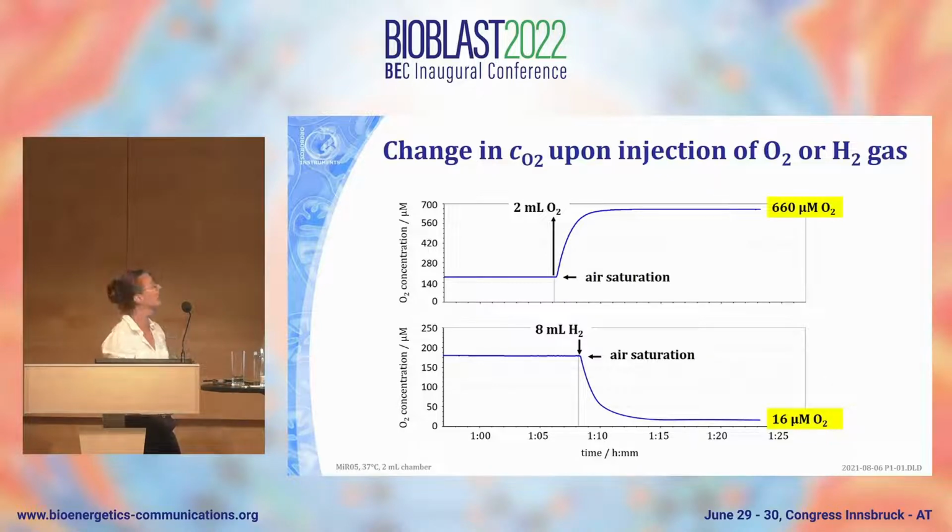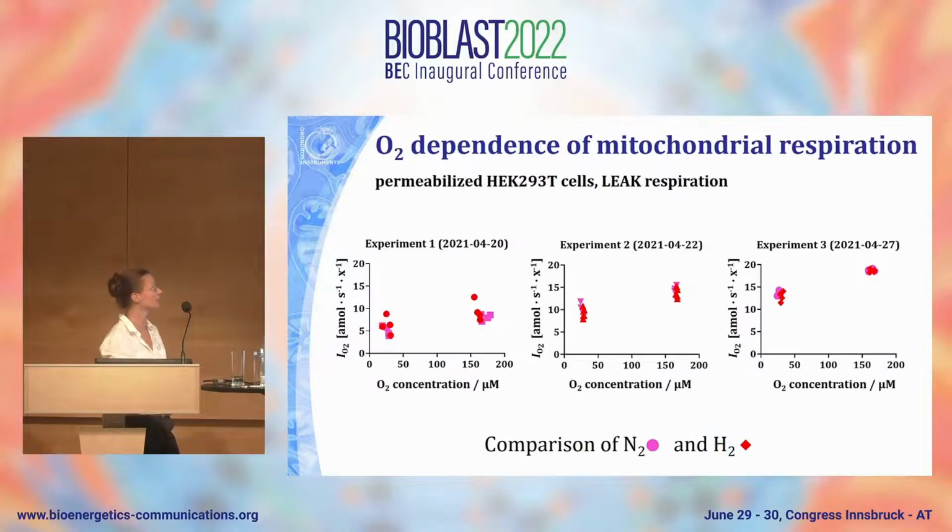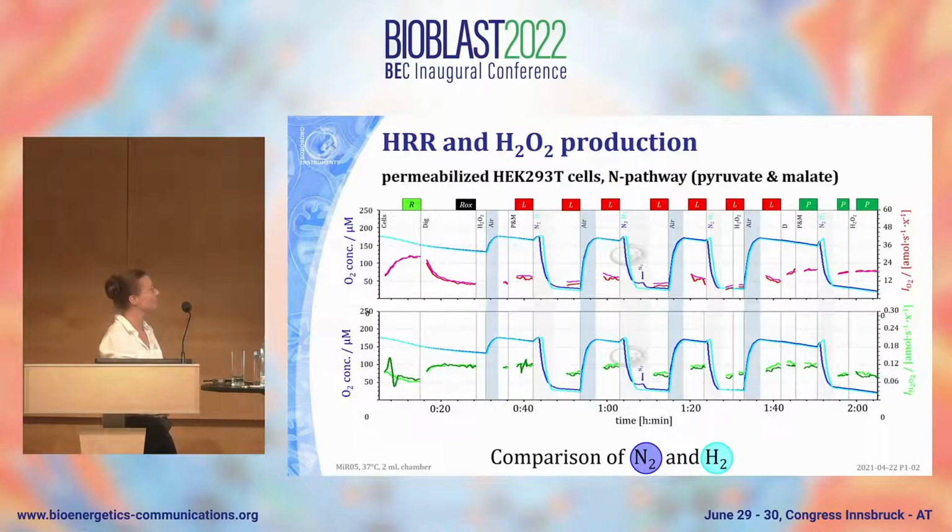Fine, perfect. However, when you use hydrogen to decrease oxygen, of course, you don't only decrease the oxygen concentration, but at the same time, you will increase the hydrogen concentration. And hydrogen is supposed to have an effect on mitochondrial function. So we did a test using hydrogen in comparison to nitrogen to do transitions from air saturation down to about 25 micromolar.